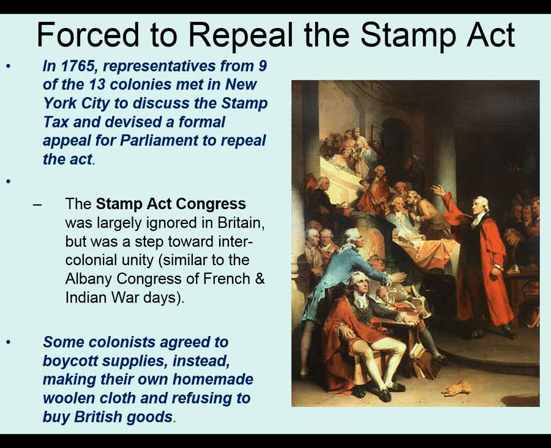This, like I said, caused such an uproar that the colonists actually create a legislative body known as the Stamp Act Congress. And basically what it does is it allows the colonists to cause such a social upheaval that the British feel that they have to repeal the Stamp Act. That doesn't mean that they're done taxing the colonists, obviously, but as a result, they feel like they have to take that Stamp Act away. As it says there at the bottom, some colonists agreed to boycott supplies, instead making their own homemade wool and cloth and refusing to buy British goods.